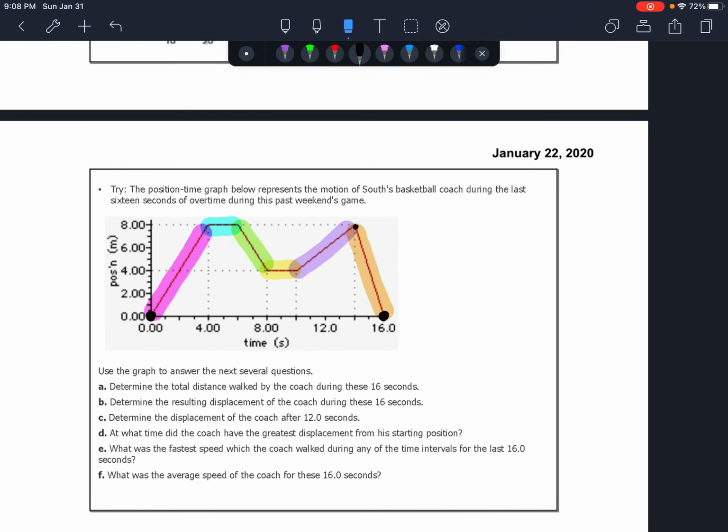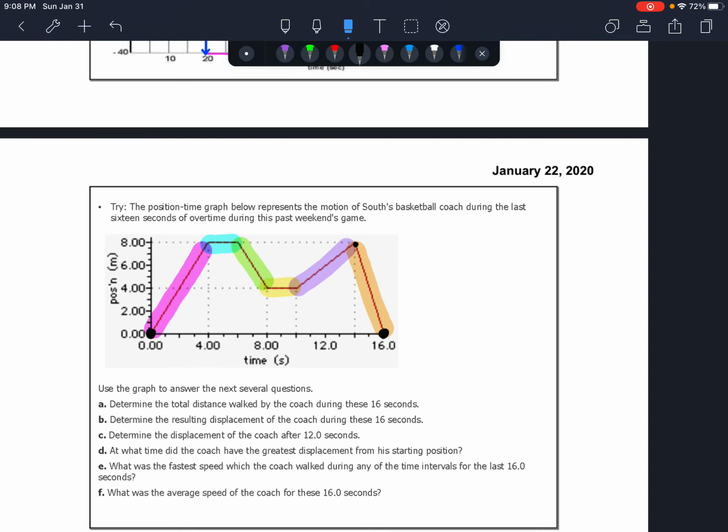Letter C says, determine the displacement of the coach after 12 seconds. So in order to do this, I've got to figure out where the coach was at 12 seconds and where he was at 16 seconds to compare beginning to end.